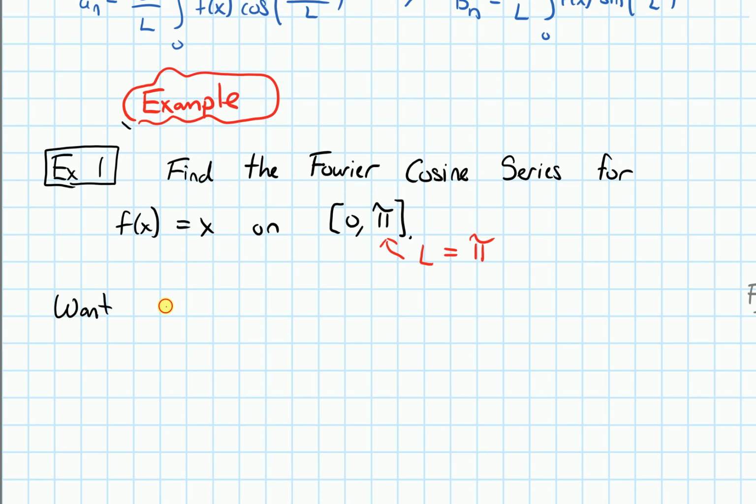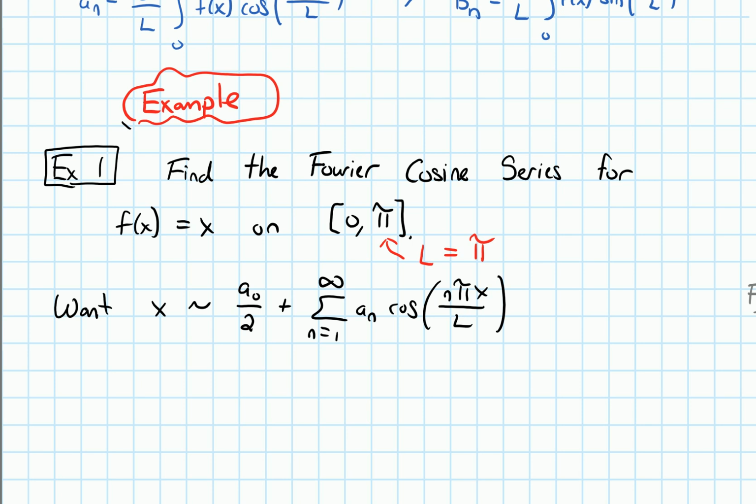Because we want the Fourier cosine series for this, we want to approximate our function as a Fourier cosine series. So as a naught over 2, some constant term, plus the sum from 1 to infinity of a sub n times cosine of n pi x over L.